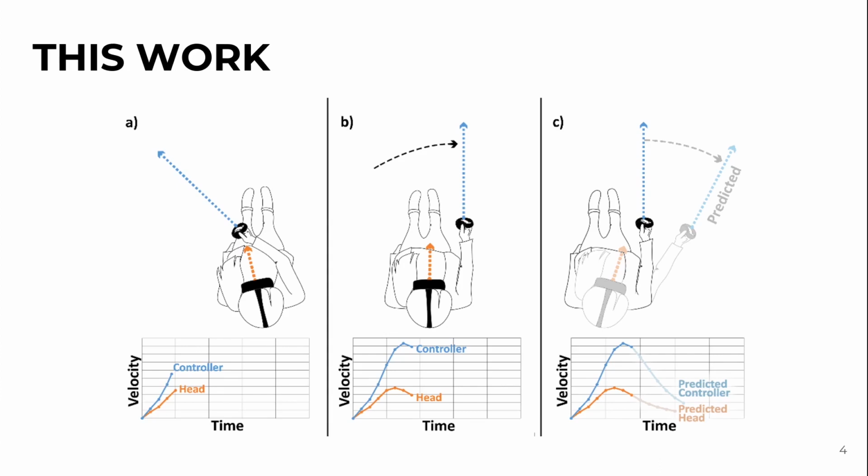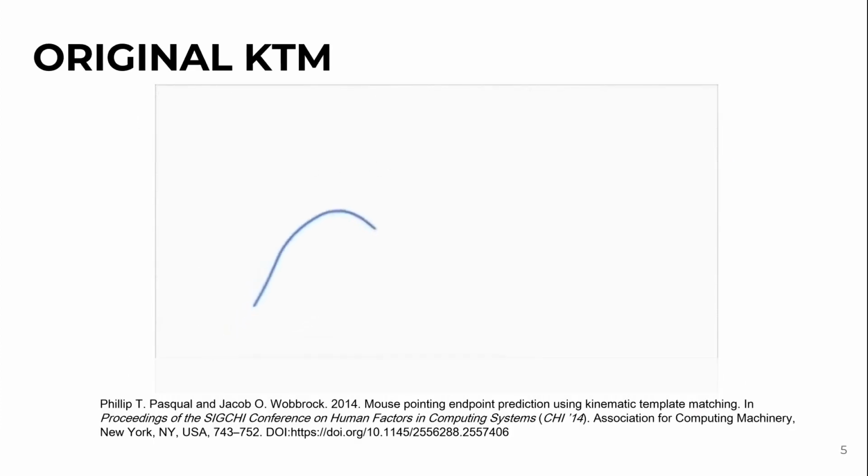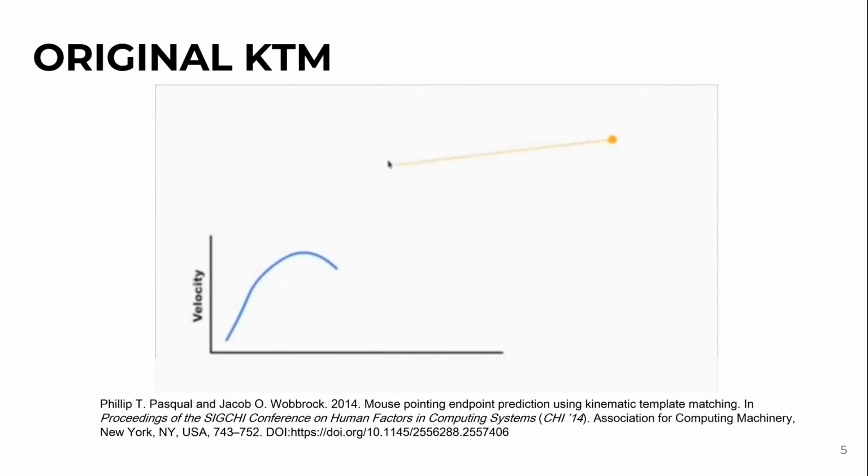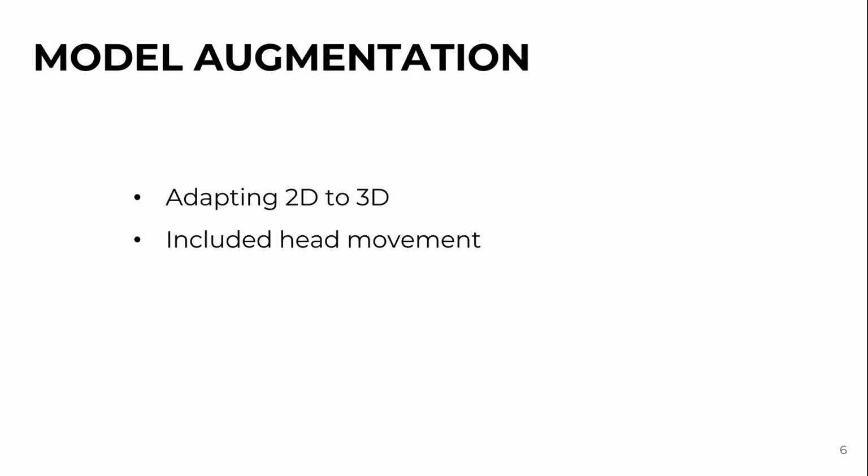This work focuses on a novel end ray prediction model that we refer to as a head-coupled kinematic template matching model, or HCKTM for short. This work builds upon the previous work by Pascal and Wilbrock that introduced the 2D kinematic template matching model, or KTM. In this work, we augment the initial model by adapting the 2D technique to a 3D environment by considering both 3D position and 3D angle, included head movement into the model, and examined the top-end matching templates.